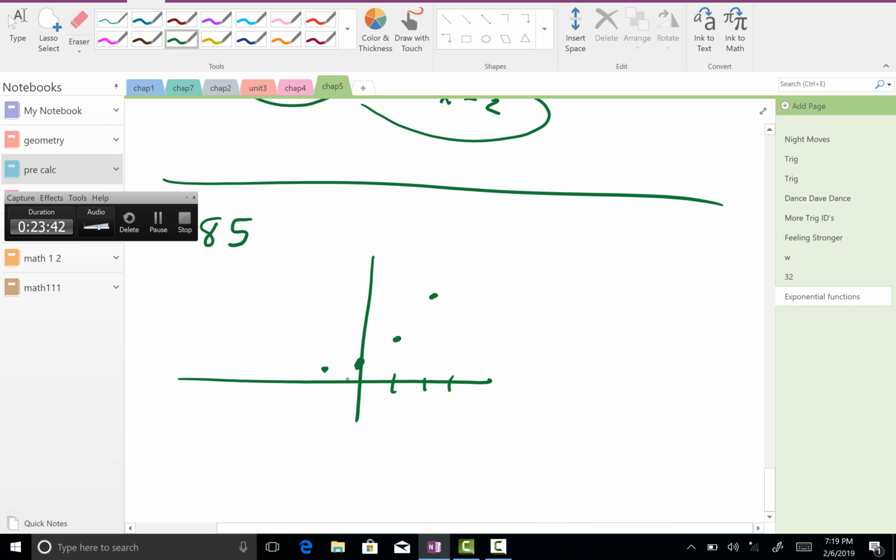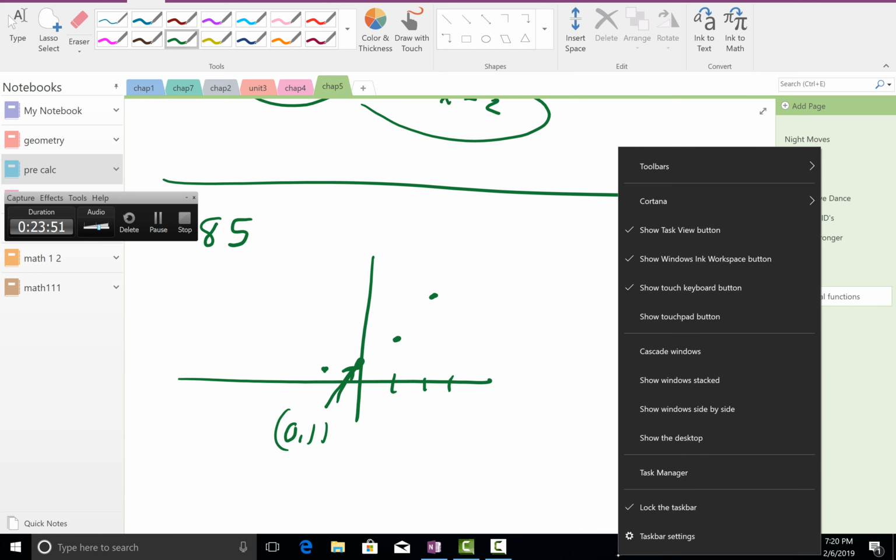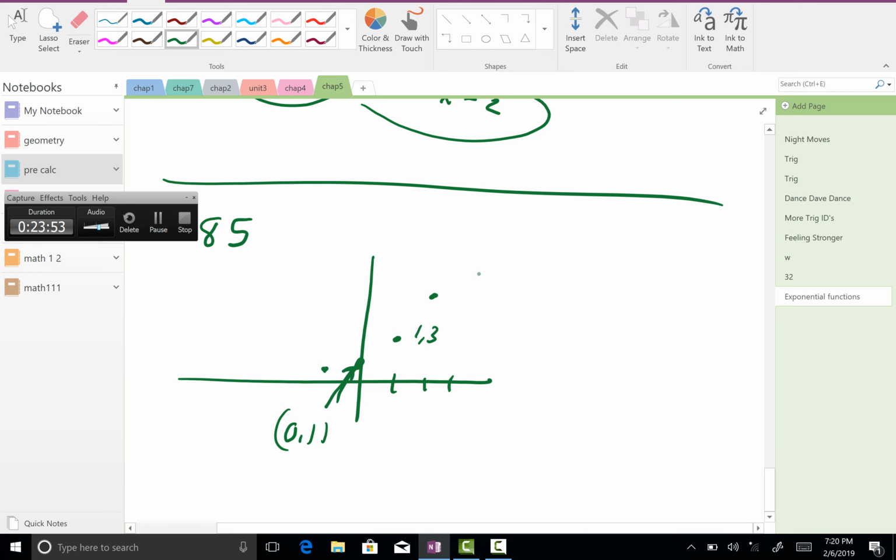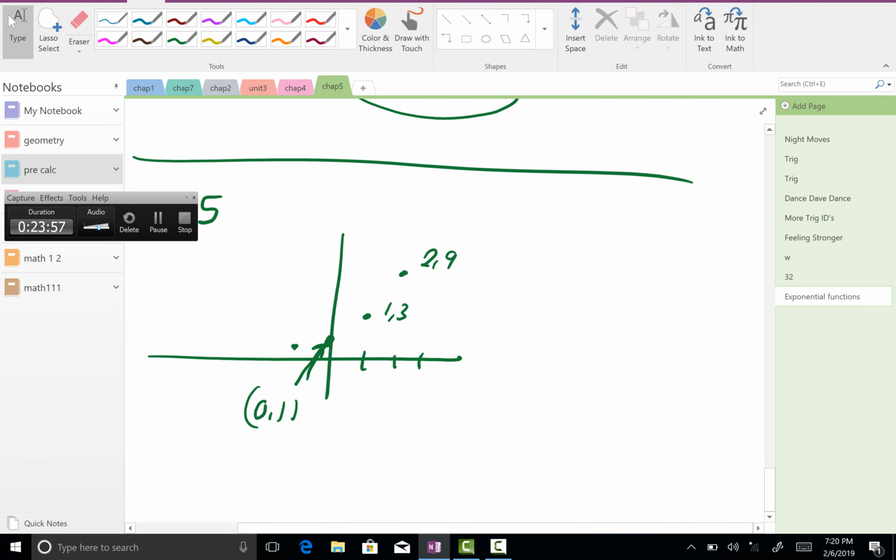And this one is 0, 1. That's what's right there. And this one is 1, 3. And this one is 2 and 9. Okay? And here it kind of looks like this. All right. Y equals A times B to the X. All right?